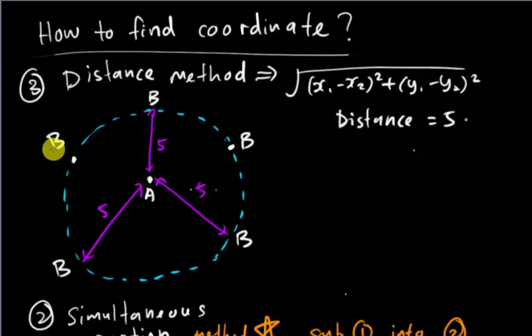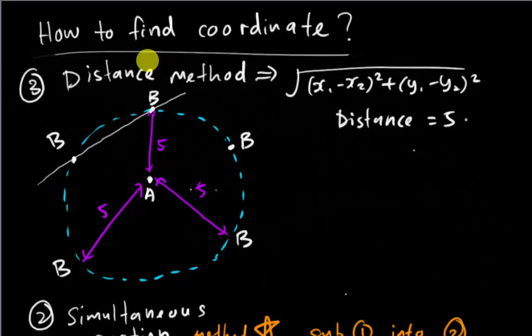So sometimes you might get 2 values of B. Why do you get 2 values of B? For example, if the straight line is passing through like this, and you substitute the distance equation into the straight line equation, then you will get 2 values of B. So this distance method is very complicated compared to the simultaneous equation or midpoint method.